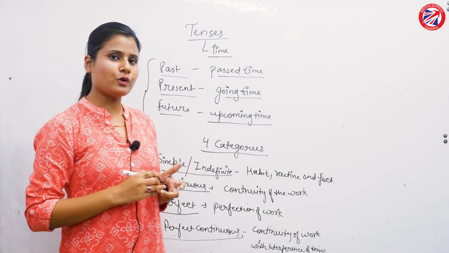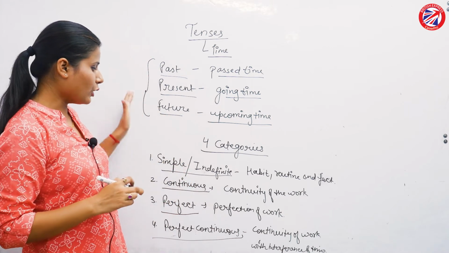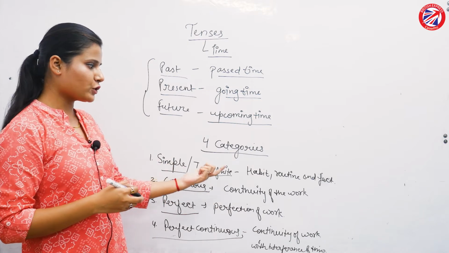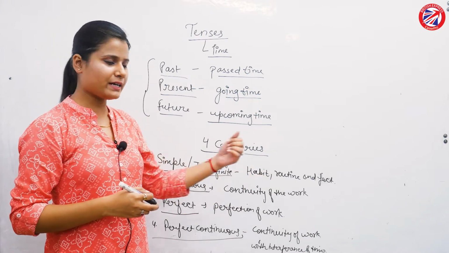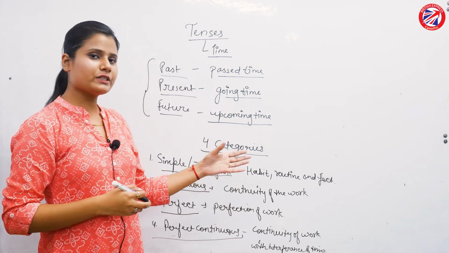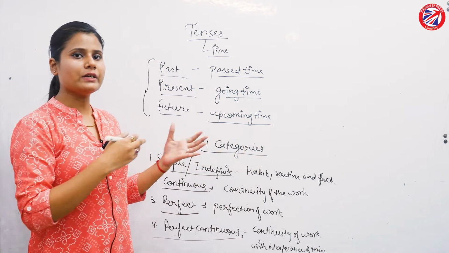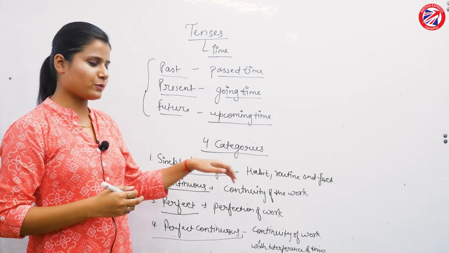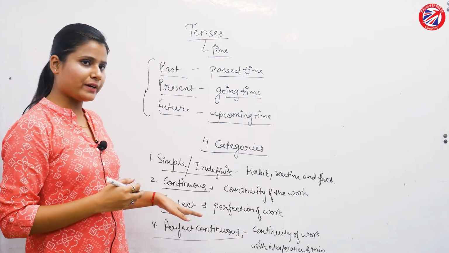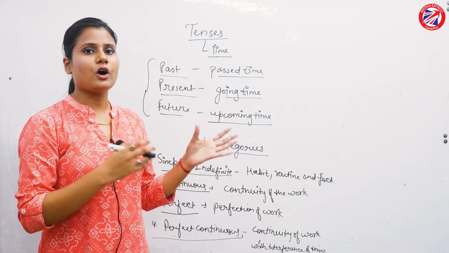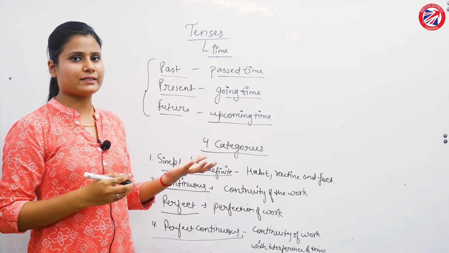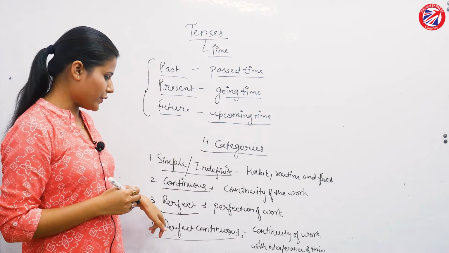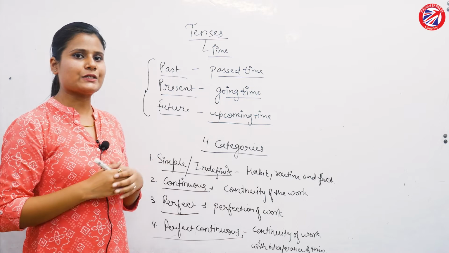Okay, I hope now you all know about time and how these categories show their ways to use. For example, simple shows habit, routine and facts. Continuous shows continuity of the work which is going on right now, that way I'm teaching you right now. So this is called continuous process. Perfect shows perfection or completeness of the work. For example, I have taught you the time. This is showing perfection, completeness of the work.